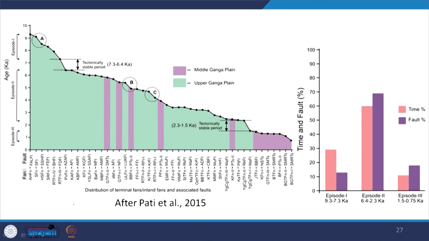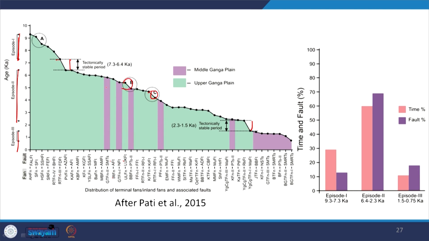So, the same thing can be shown here in this figure. We have these terminal fans, different terminal fans associated with different faults. These are the tectonic episodes: first episode, second episode, third episode. In between we have a tectonically stable period here, a tectonically stable period here, and in between we have small tectonically stable periods here.